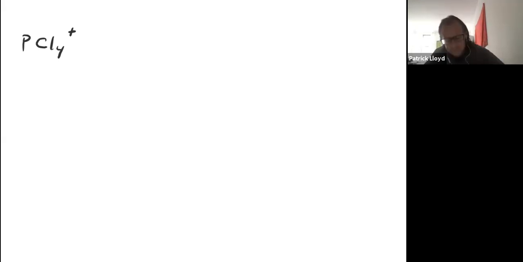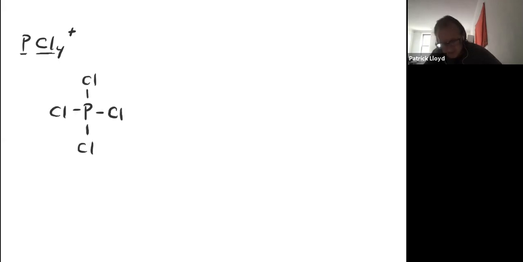Let's take a look at it. Phosphorus is the central atom, 4 chlorine atoms. Those are going to be the surrounding atoms. So P, there's 4 of the surrounding atoms. So we can just write it like this. I could have sworn it said non-octet. This is a no octet rule exception.